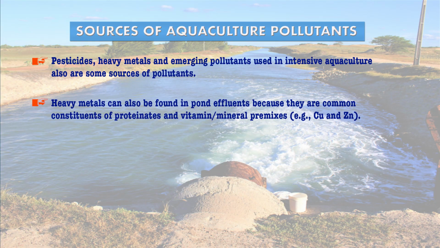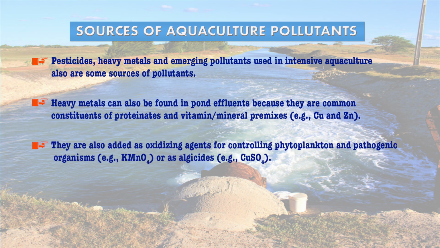and all these are really a source of concern and they are sources of pollutants. So, heavy metals can also be found in the pond effluents because they are common constituents of the proteinates and the vitamin and mineral premixes. For example, copper and zinc are normally present in aquaculture waters and effluents. Now, some are also added as oxidizing agents in the water, basically for controlling certain pathogenic organisms, those organisms which are disease causing.